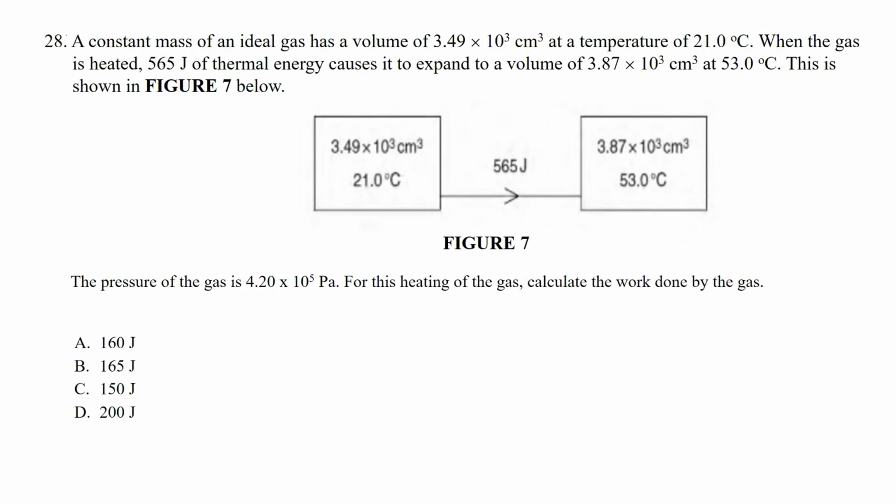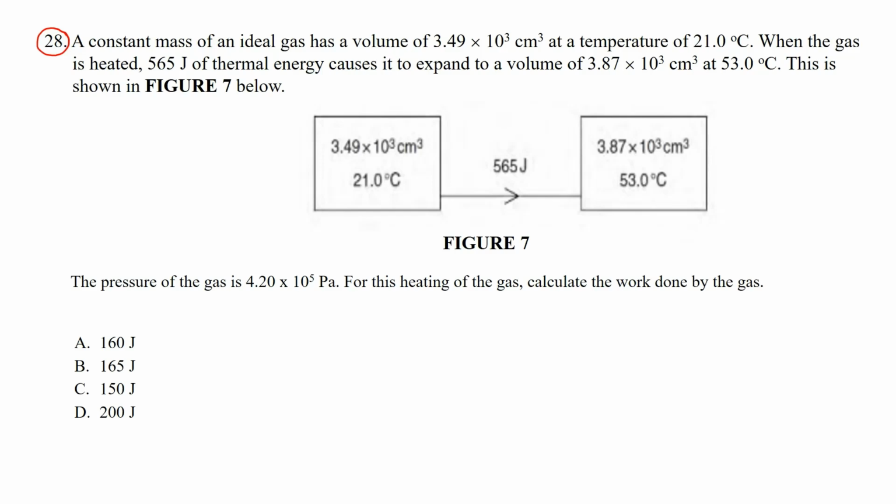I'm going to discuss question number 28. A constant mass of an ideal gas has a volume of 3.49 times 10 to the power of 3 centimeter cube at a temperature of 21 Celsius degree. When the gas is heated, 565 joules of thermal energy causes it to expand to a volume of 3.87 times 10 to the power of 3 centimeter cube at 53 Celsius degree. This is shown in figure 7 below.